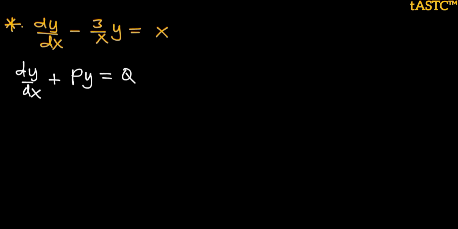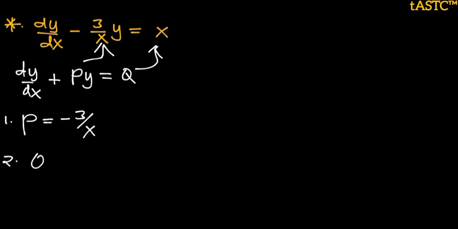From this place, you can well see that p is obviously equal to this whole stuff, because we have a positive sign after the dy/dx. So that should be 3 divided by x, bringing in the minus. And we're going to have q equal to x right there. So p is equal to minus 3 divided by x, and secondly, q is equal to x.